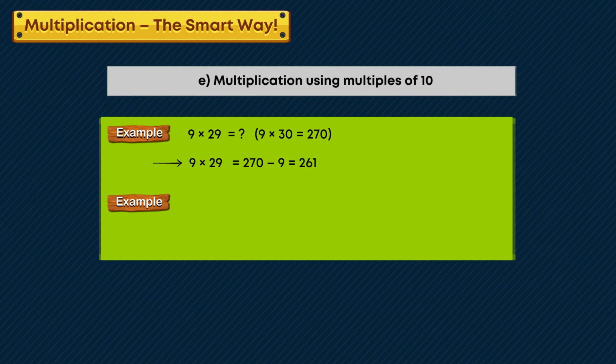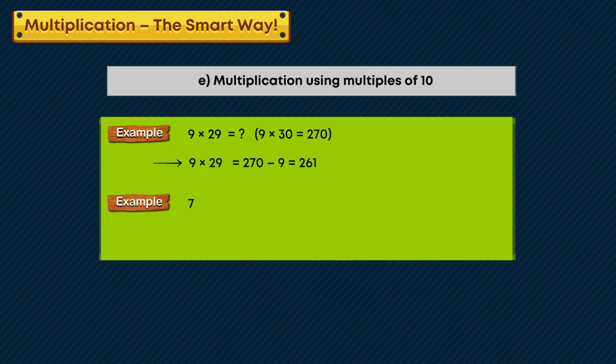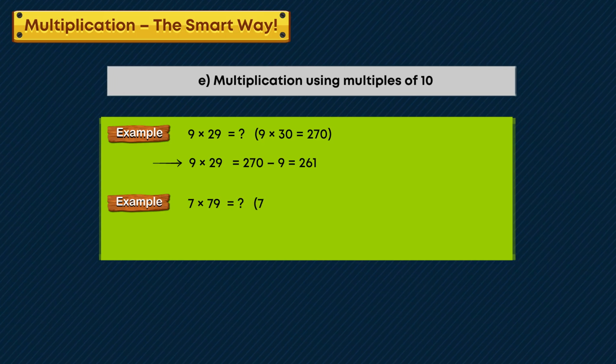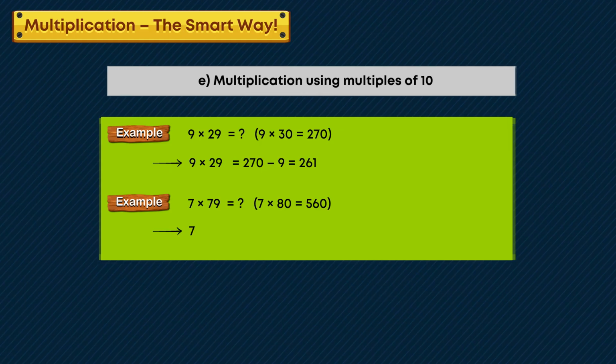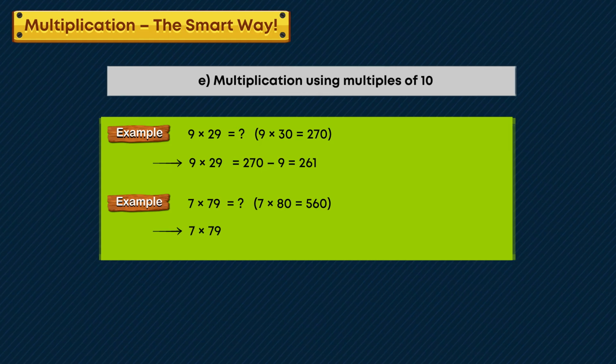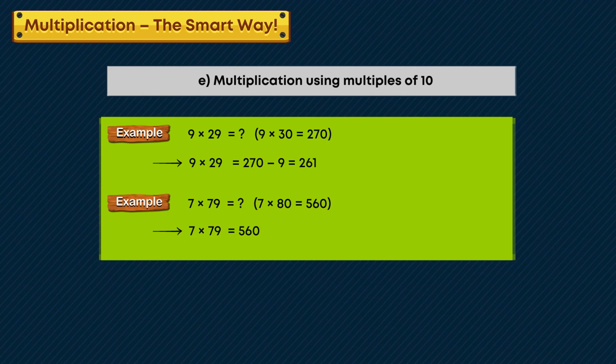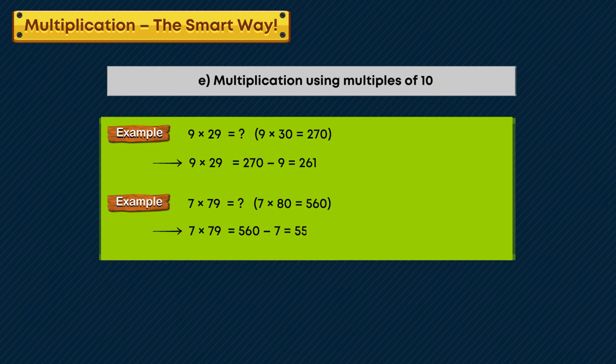Example: 7 into 79 is equal to how much? 7 into 80 is equal to 560. 7 into 79 is equal to 560 minus 7 is equal to 553.